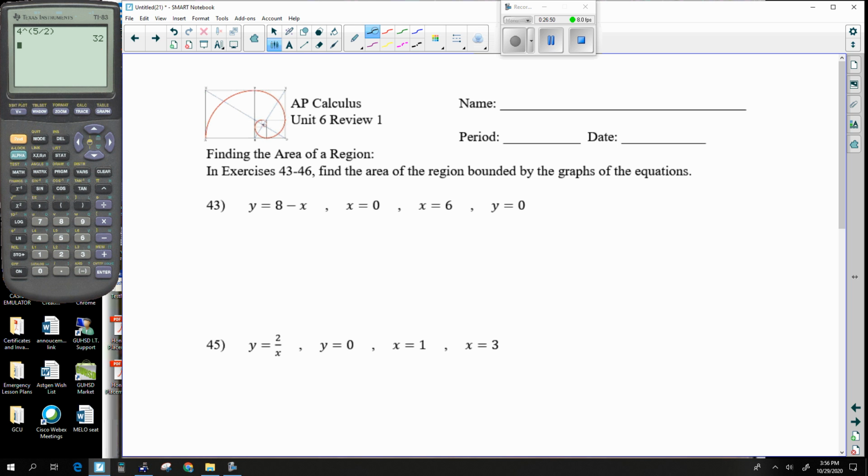Okay, 8 minus x. Okay, would be from 0 to 6. So this technically would be a rhombus, or it's a trapezoid. Anyways, I think they want us to do it with integrals. So this, find the area, so that would be the integral from 0 to 6 of 8 minus x.